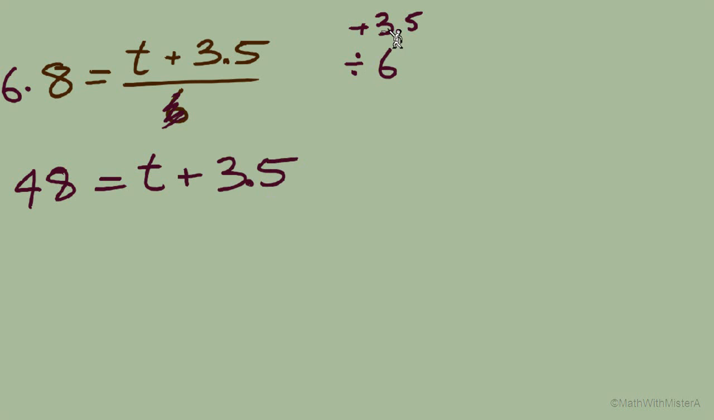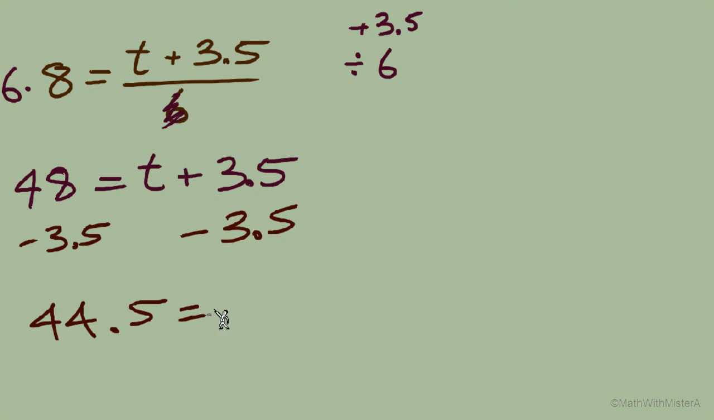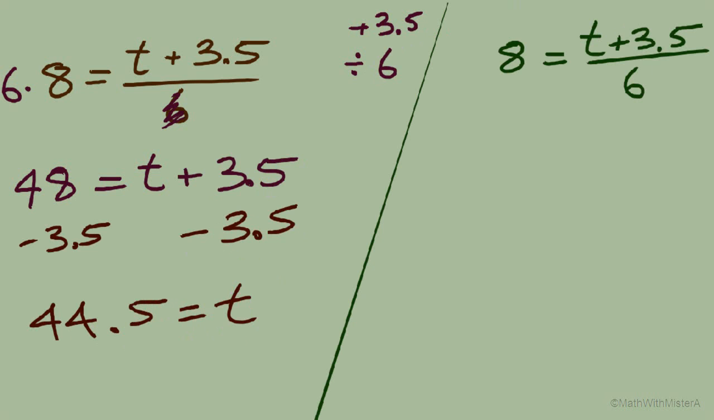And now undo adding 3.5 by taking away 3.5, and that will give us 44.5 for the value of t. Another approach would be to work this like a proportion. We have only one term on each side, clearly a fraction on the right side, and remember the whole number 8, any whole number we could write as a fraction, we put it over 1. And now we are looking at a proportion.